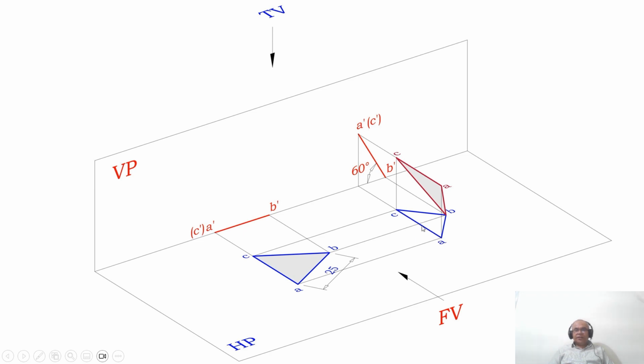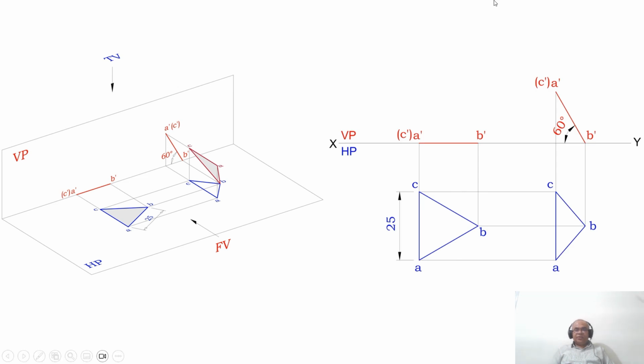So what is the true length? The true length is 25. So here also AC is 25, here also AC is 25. But AB and BC are not; here it is 25, but here it will not be 25, it will be less than that. So what is the position of this? With respect to both HP and VP, the surface is inclined to HP at 60 degrees and still that surface is perpendicular to VP, therefore you are getting a line in the front view.